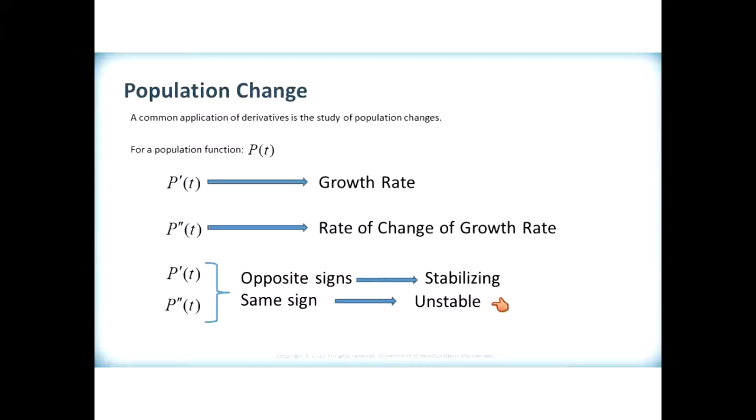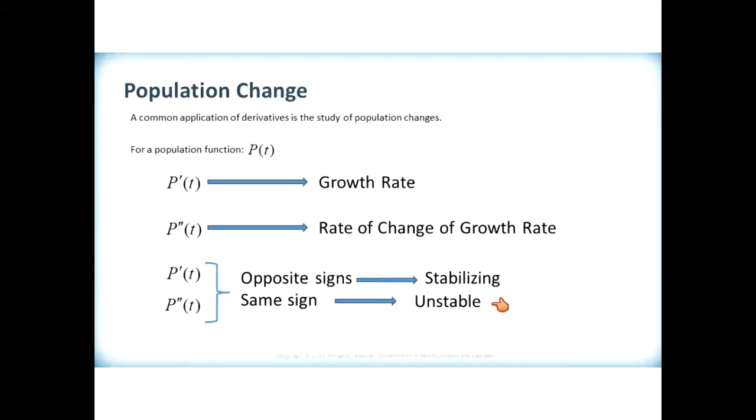The same sort of thing can happen with populations that are in decline. If you're declining and the rate at which you're declining is getting more and more, then you're going to have an unstable population. If your signs are the same, they're both negative. So opposite signs for the first and second derivative give a stabilizing population. The same sign gives an unstable one, because it's getting out of control.